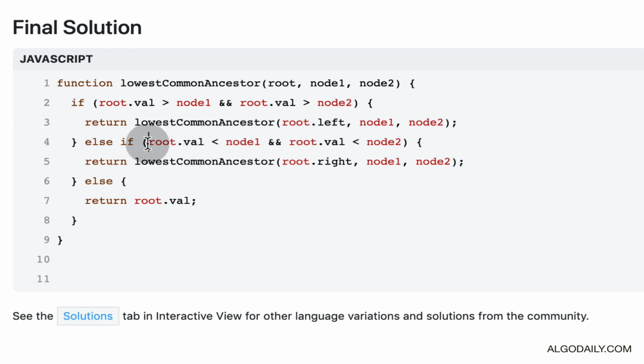However, if the root value is smaller than both nodes, then we go rightwards, since it must be on the right. Otherwise, we know that it falls in between, so we return the root val.